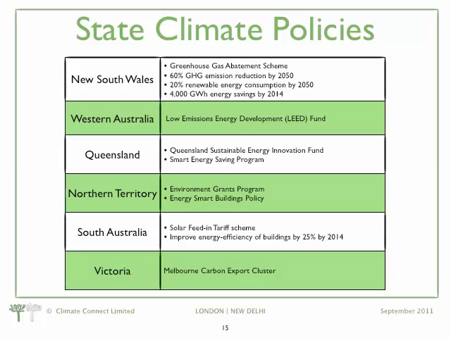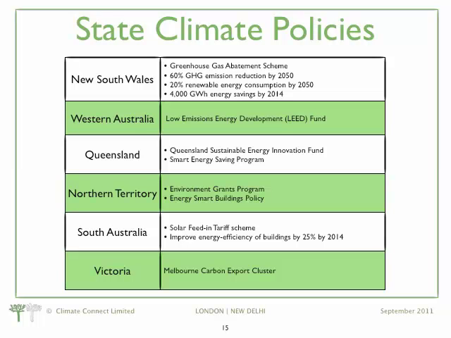The state climate policies. New South Wales had announced the greenhouse gas abatement scheme, which is among the first cap and trade mechanisms around the world. It has a target to reduce 60% of its GHG emissions by 2050 and intends to increase the use of renewable energy by 20% by 2050. It also plans to save 4,000 gigawatt-hours of energy by 2014.